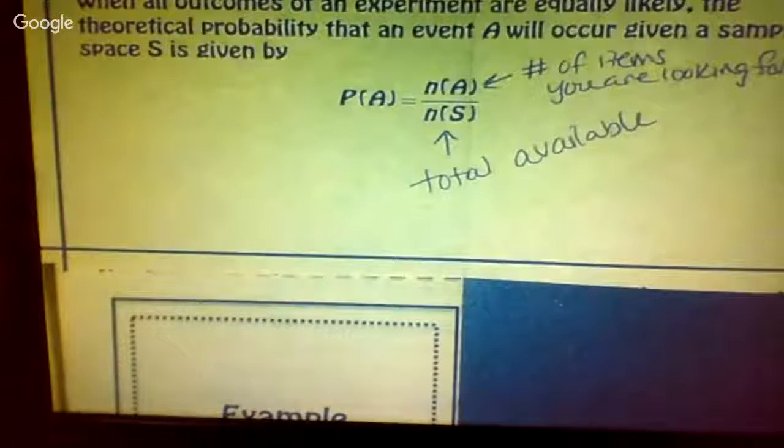Okay. So your total sample space goes in the bottom, what you have available to pick from. And then the number that goes on top is what you're actually trying to pick. We're trying to pick a 6, and there's only 1 of them available.